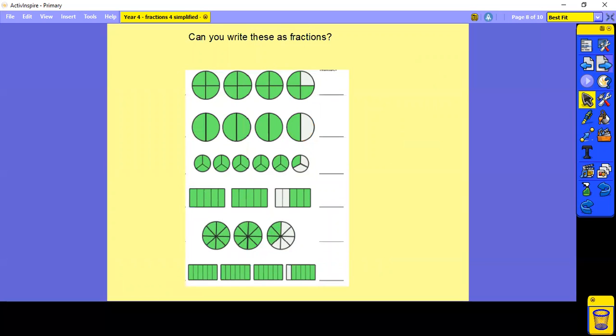Can you write these as fractions? Pause and have a try. How did you get on? So again, we had 15 quarters because each circle had been divided into 4. Here we had 7 halves. Here we had 16/3, 13/5, 19/8, and 23/6.